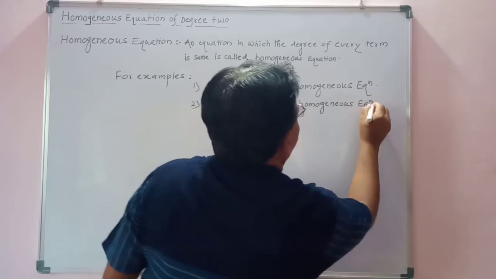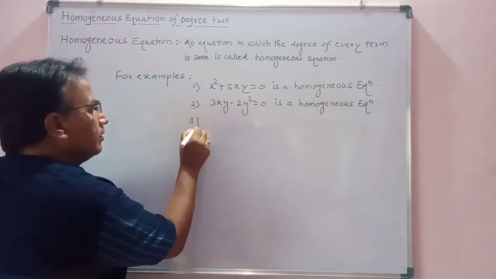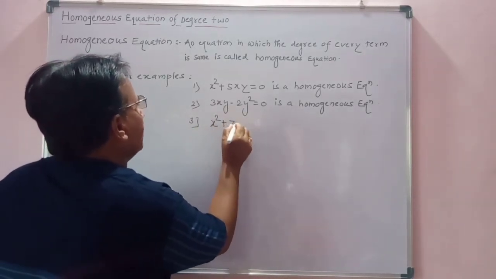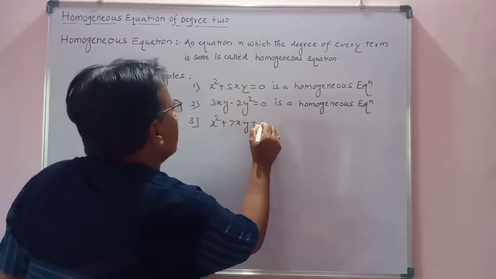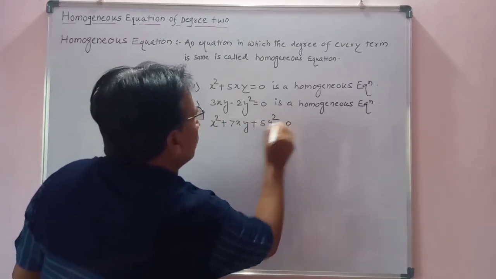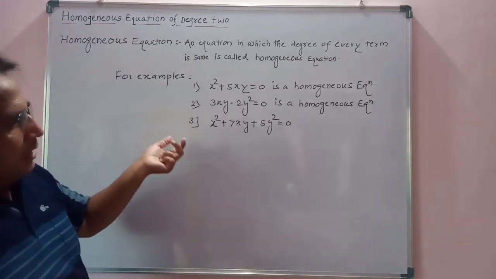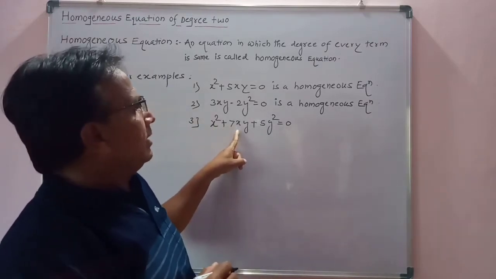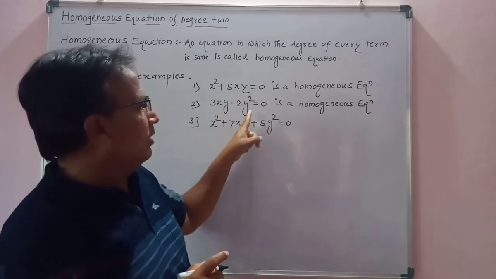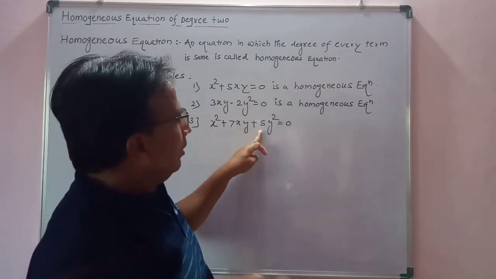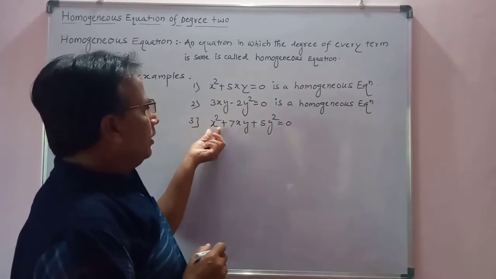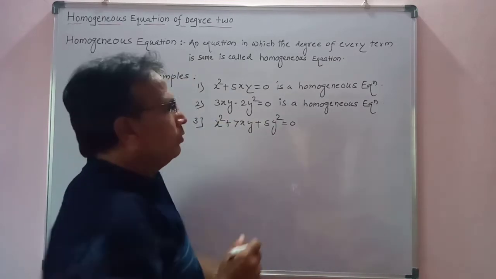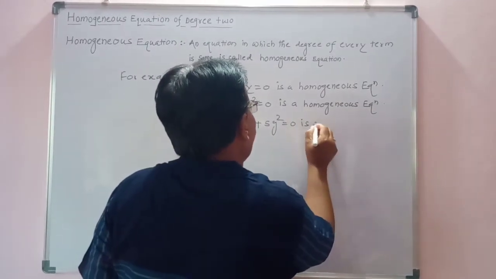And the third example is x square plus 7xy plus 5y square equal to 0. What is the degree of this example? The degree of x square is 2 and the degree of 7xy is also 2. The degree of x is 1, the degree of y is 1, and the sum is 2. The degree of y square is 2. Therefore, the degree of x square is 2, 7xy is 2 and 5y square is 2, so it is a homogeneous equation.